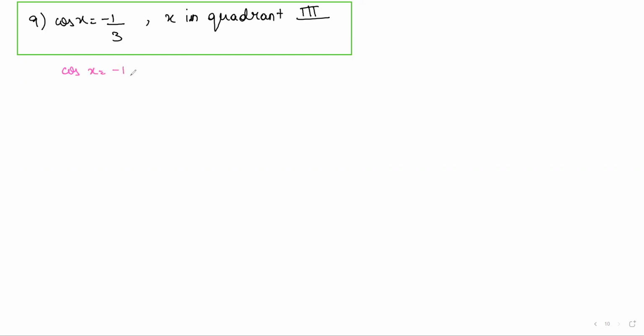cos x is equal to minus 1/3. x lies in the third quadrant, which means x lies between pi and 3 pi by 2. Which means x by 2 will lie between pi by 2 and 3 pi by 4. This is third quadrant. This is second quadrant.